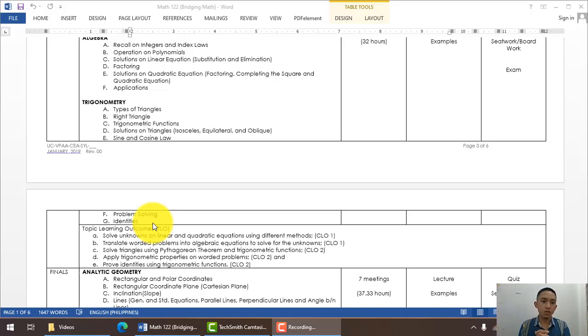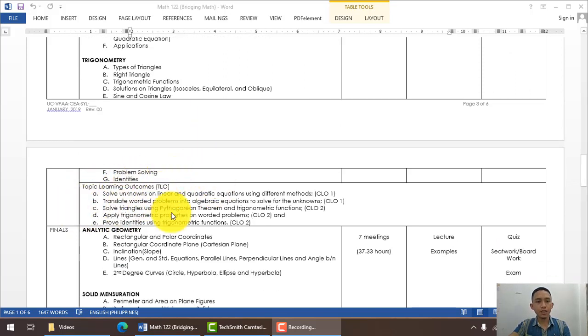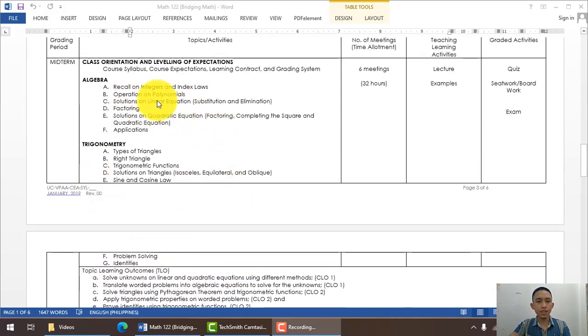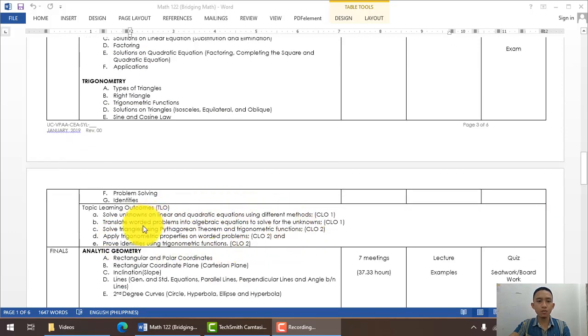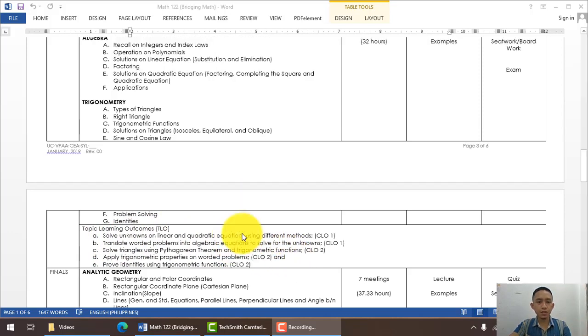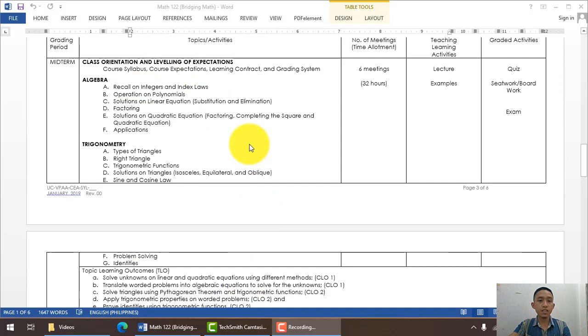Okay, those are your identities. So you have here your topic learning outcomes. It means that once you finish all of these, you should be able to perform all these outcomes. Solve unknowns and linear and so on and so forth. You can read that one, okay? So you should satisfy this one by the time that we finish discussing your algebra and trigonometric topics.